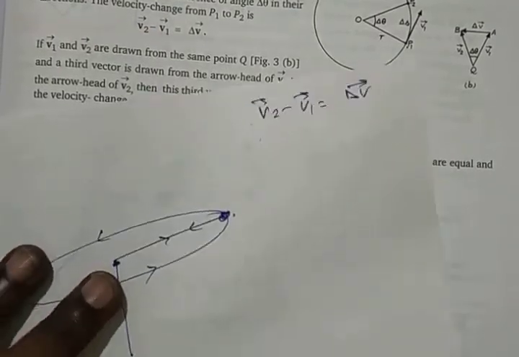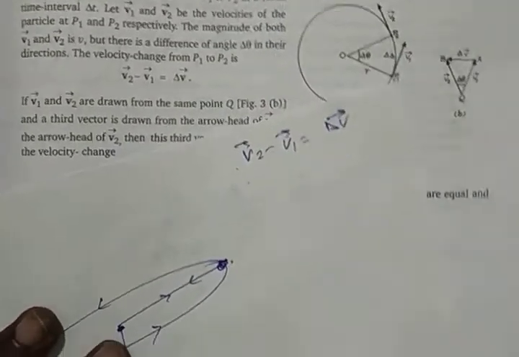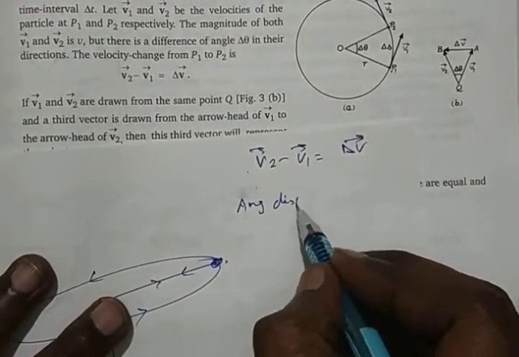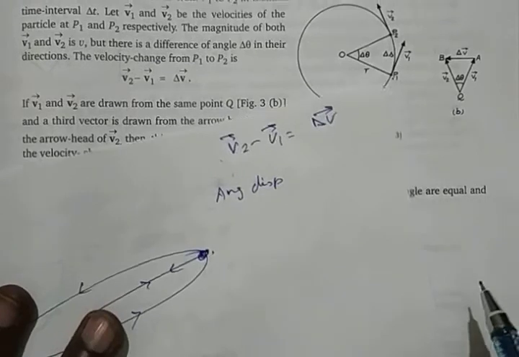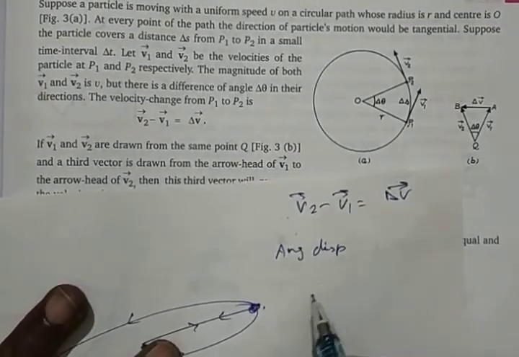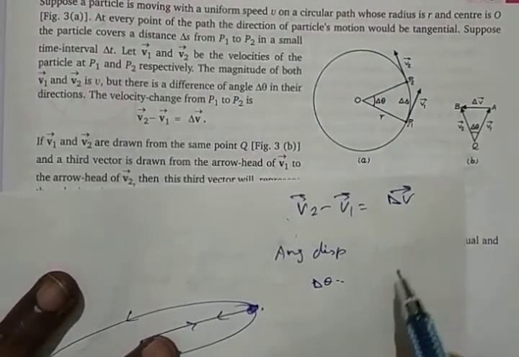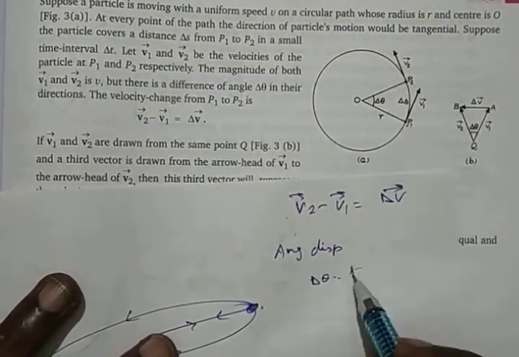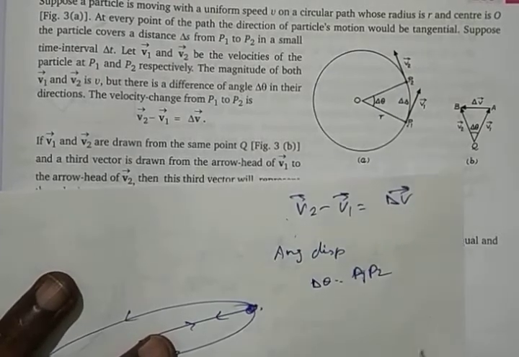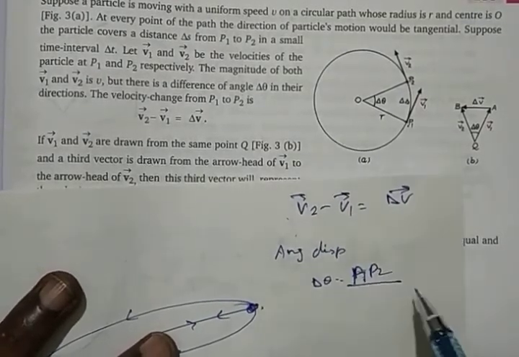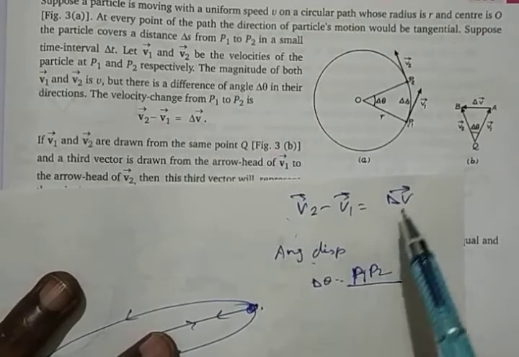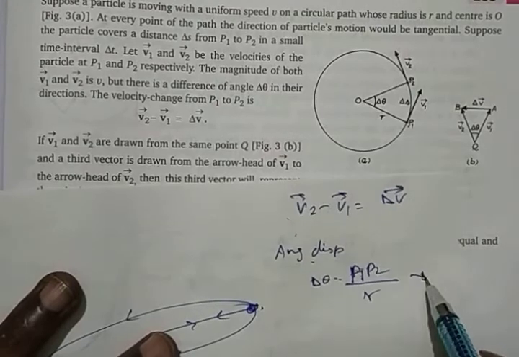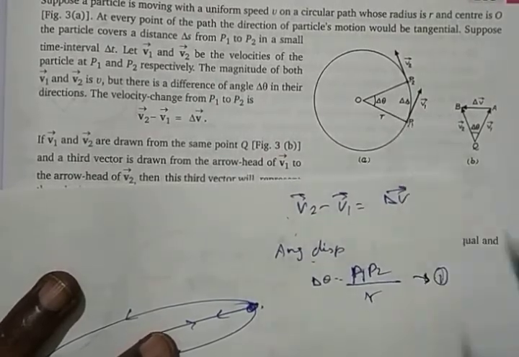The next one is we need to find the angular displacement. What is angular displacement here? So delta theta is going to be equal to, what is the length of the arc? Write down the length of the arc. It is P1 P2, divided by, what is the angular displacement formula? The length of the arc upon radius. It is the radius r. This is equation number 1.